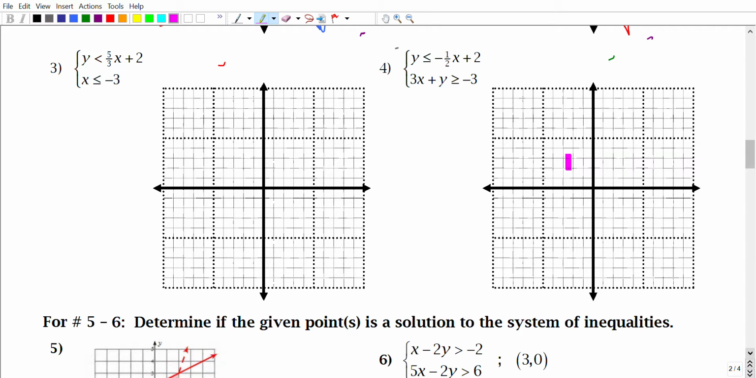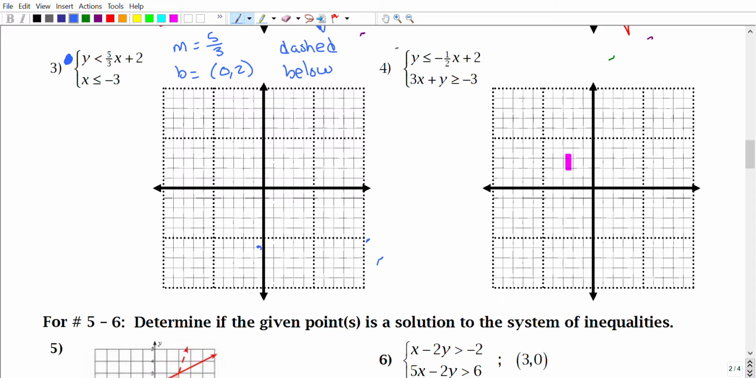Okay, so let's go ahead and take a look at number 3, see how you guys do on that. So first one is already in slope-intercept form. So again, I'm going to do this one in my light blue color here. So my slope here is 5/3. Y-intercept is 0, 2. It's a less than symbol, not a less than or equal to, meaning I only have to do a dash. And because it's less than, I'm going to shade below.